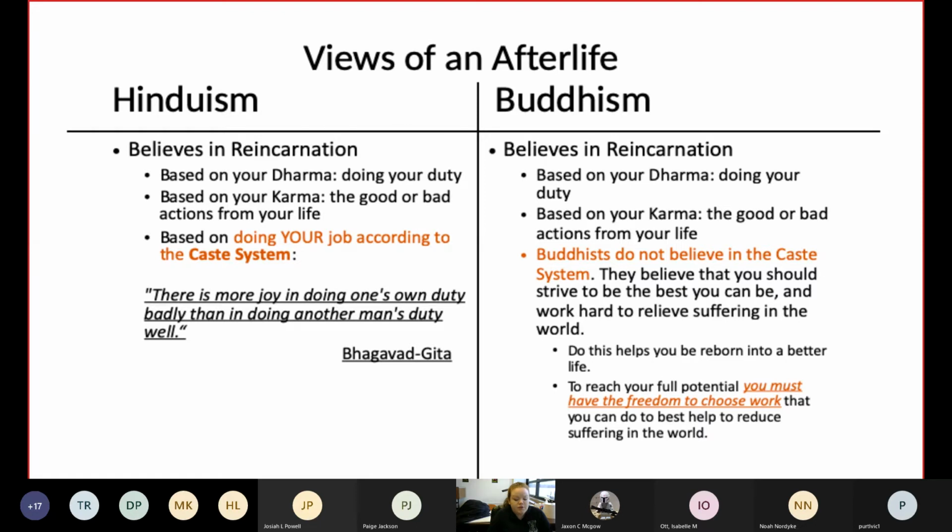All right. The question on your notes, if you scroll down to the next page, says, based on the chart, what is the difference in how Buddhists and Hindus view Dharma? What's the difference? I just said it.